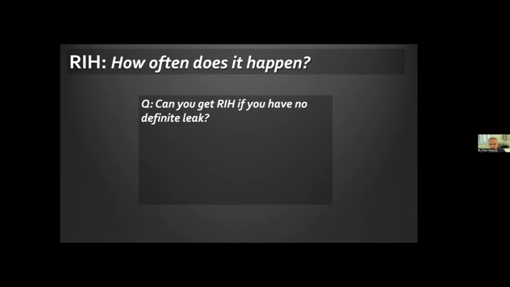Another question that I'm asked very frequently is, can you get rebound high pressure if you have no definite leak? And the answer to that is yes, you can. There's something involved with just doing the epidural blood patch alone that can precipitate rebound high pressure symptoms. To that point, if we looked at people who had a definite leak of epidural fluid, 53% of those patients developed rebound high pressure. If you had a CSF venous fistula, you had a higher chance, about 69%. So about 2/3 of people with CSF venous fistulas developed high pressure.